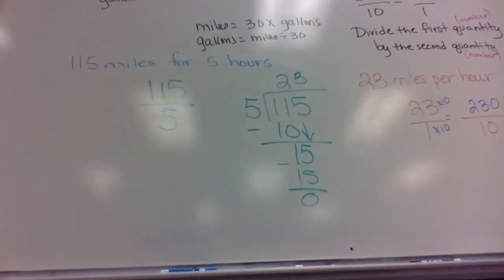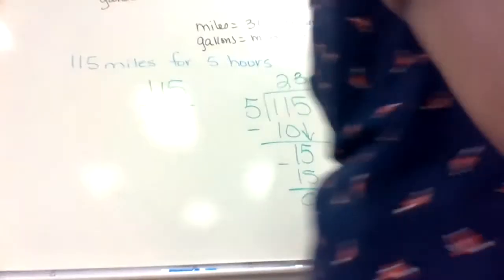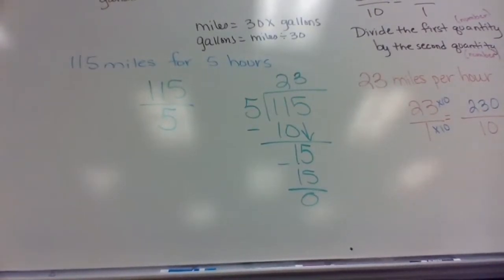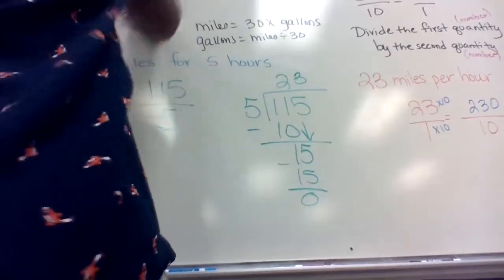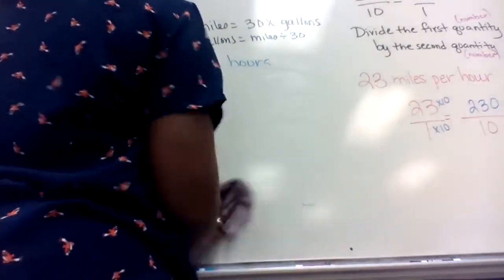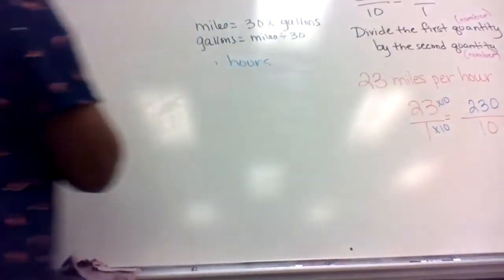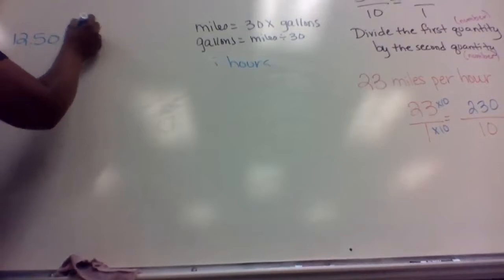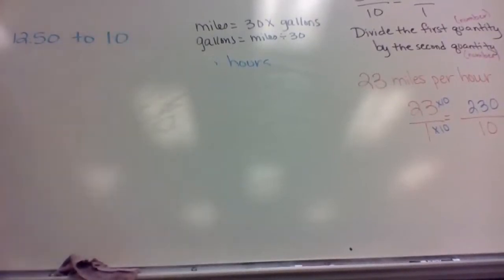All right. So let's look at the first one. It says a 10-pound box of apples costs $12.50. So if a 10-pound box costs $12.50, what is our ratio? 12.50 over 10. Good. 1250 to 10. That's our ratio.